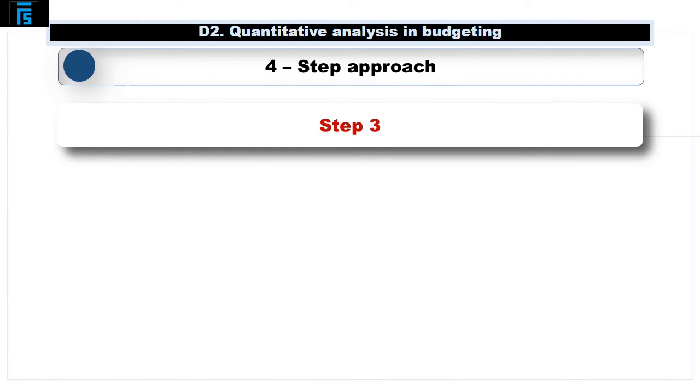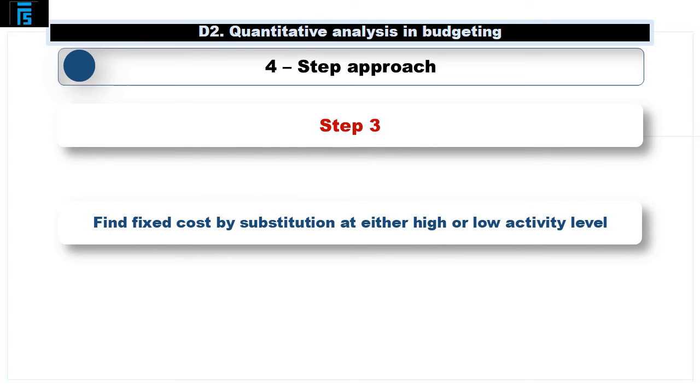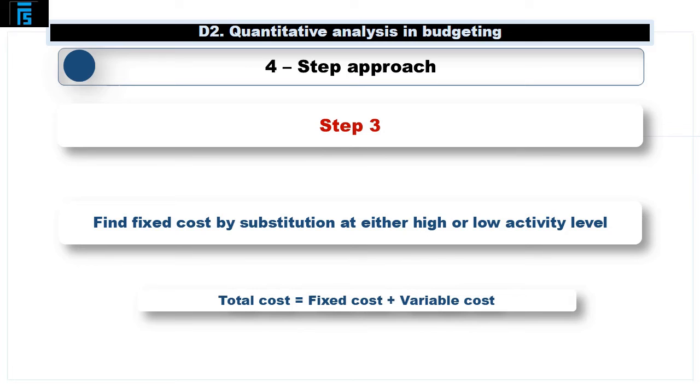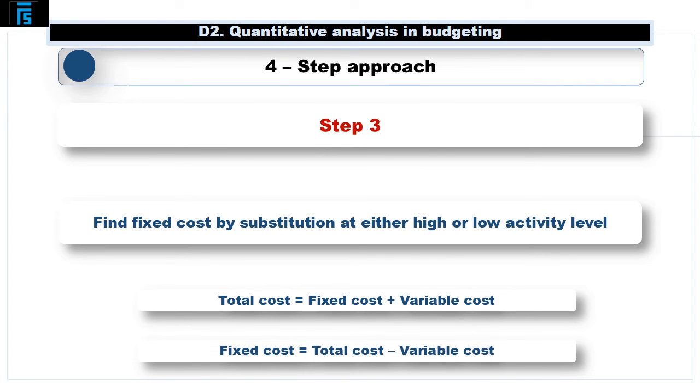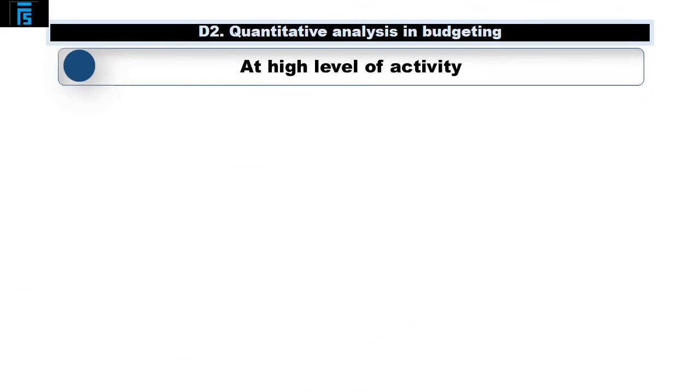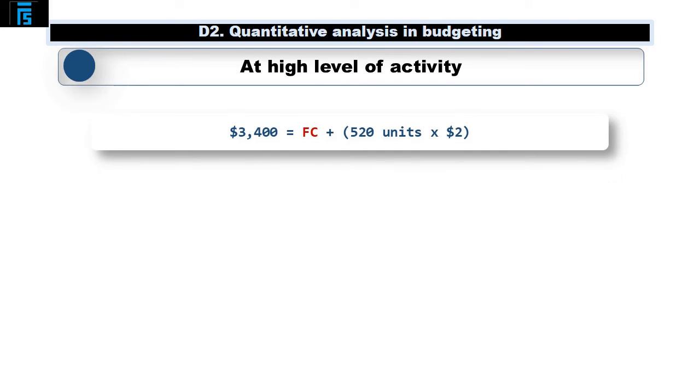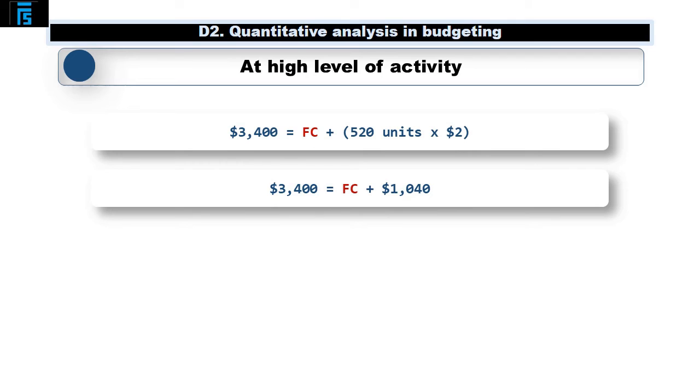Step 3 is to find the fixed cost using either the high or low activity level. Now that we have determined the variable cost per unit, we can calculate the fixed cost by a process of substitution. The total cost is equal to the fixed cost plus the variable cost. Hence, a fixed cost is equal to a total cost minus a variable cost. So, at the high level of activity, a total cost of 3,400 is equal to a fixed cost plus 520 units multiplied by $2 variable cost per unit. This means that a total cost of 3,400 is equal to a fixed cost plus 1,040 of variable costs.